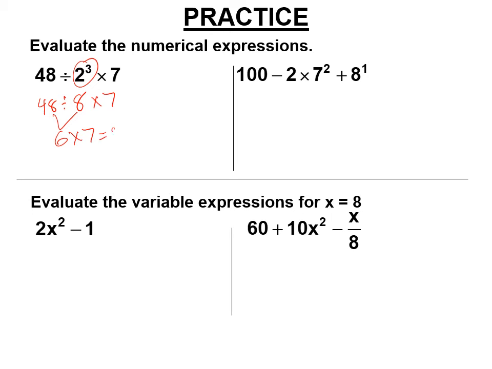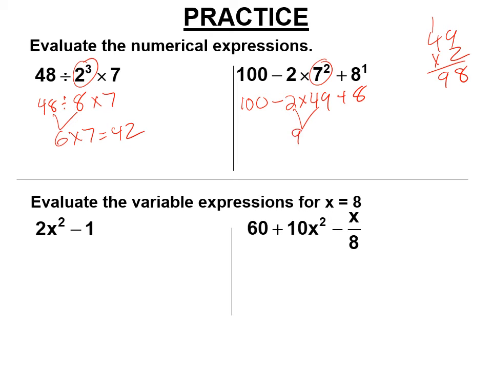6 times 7, 42. 7 squared is 49. 8 to the first is 8. So I'm going to rewrite. I got 100 minus 2 times 49 plus 8. You got to do the 2 times 49 first. Well, 2 times 50 is 100, so 2 times 49 makes 98, makes sense there. Then we have a tie. You got to do the one on the left first. 100 minus 98 is 2. 2 plus 8 is 10.